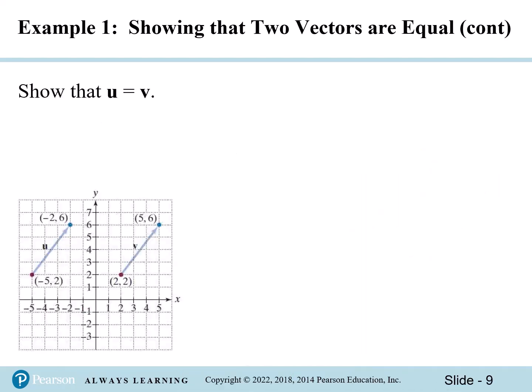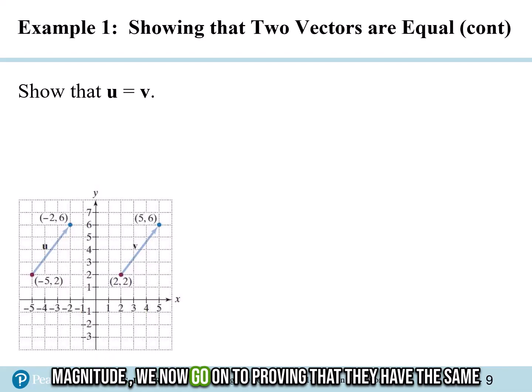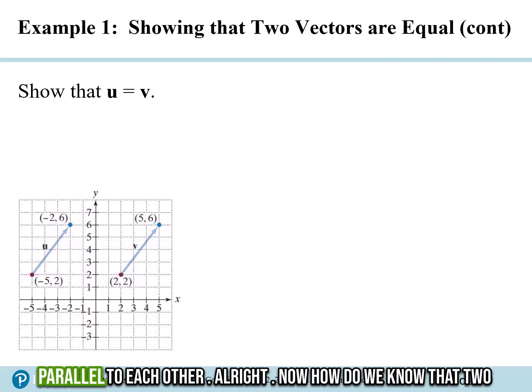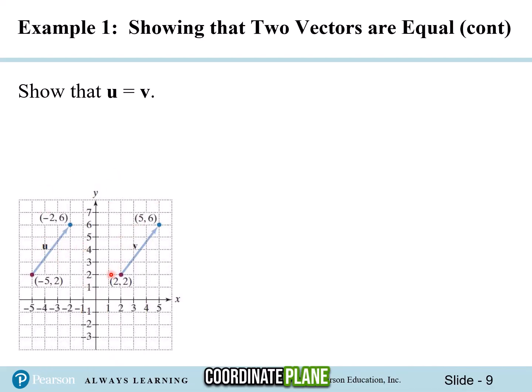All right? Now that we have shown that the two vectors have the same magnitude, we now go on to proving that they have the same direction. In order to do that, we will prove that they run parallel to each other. All right. Now, how do we know that two lines are parallel to each other on a rectangular coordinate plane?